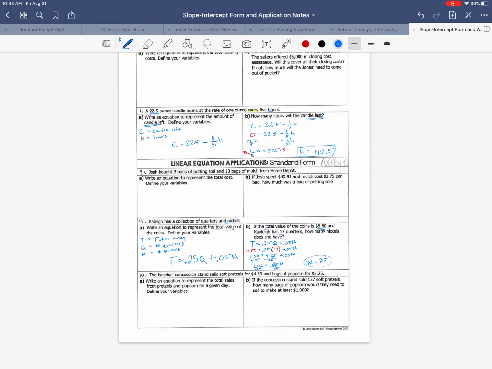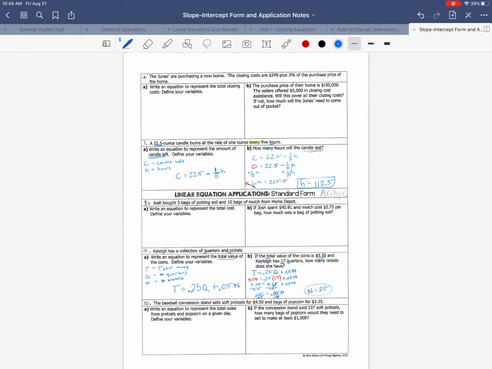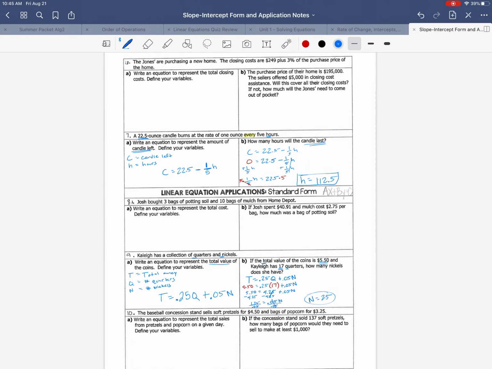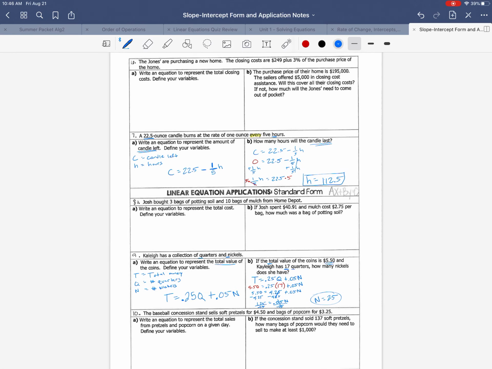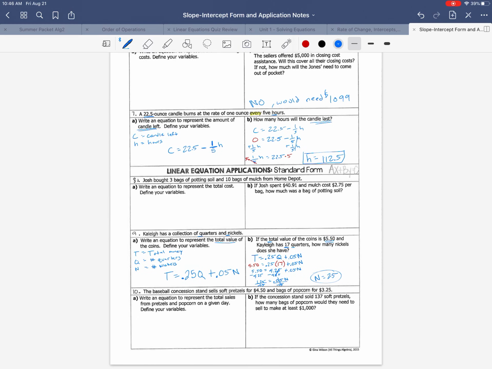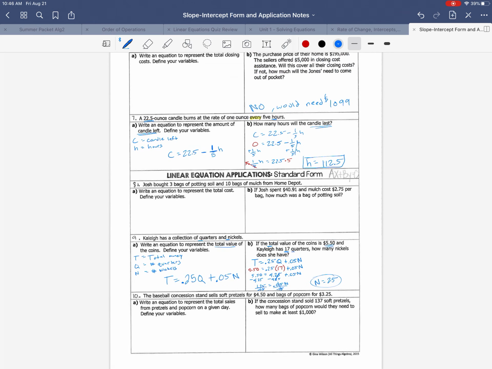So I said I was going to leave the even ones for you to do. Maybe I said the odds and misspoke. I'm going to give you the answers that go to the part B of these. That way you can check your work when you try these. So the answer to number 6 would be no. The Joneses would need $1,099. The answer to number 8, if you do it correctly, should be $4.47.